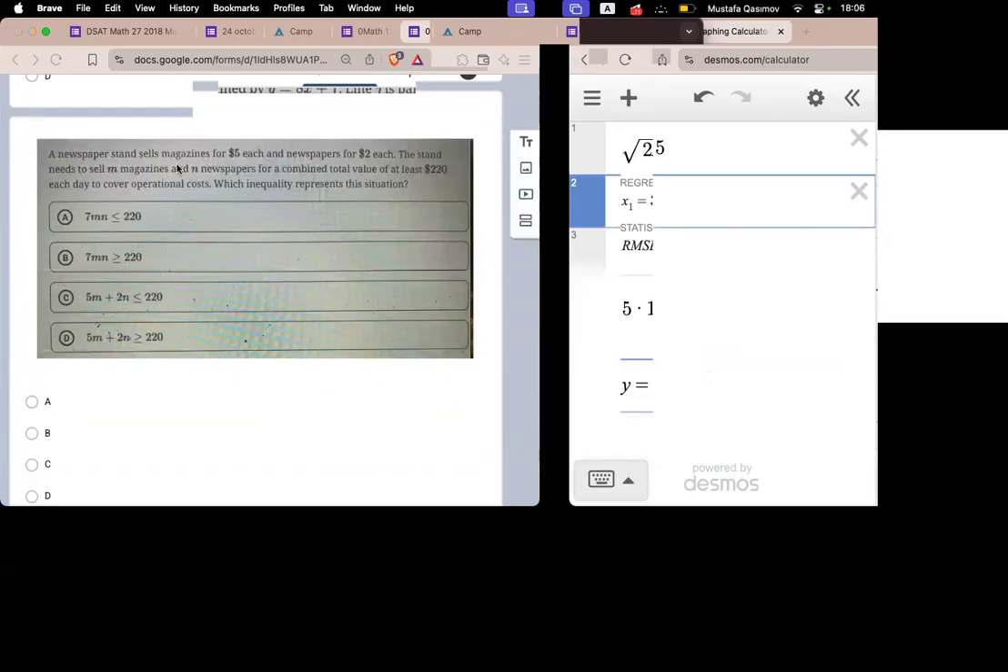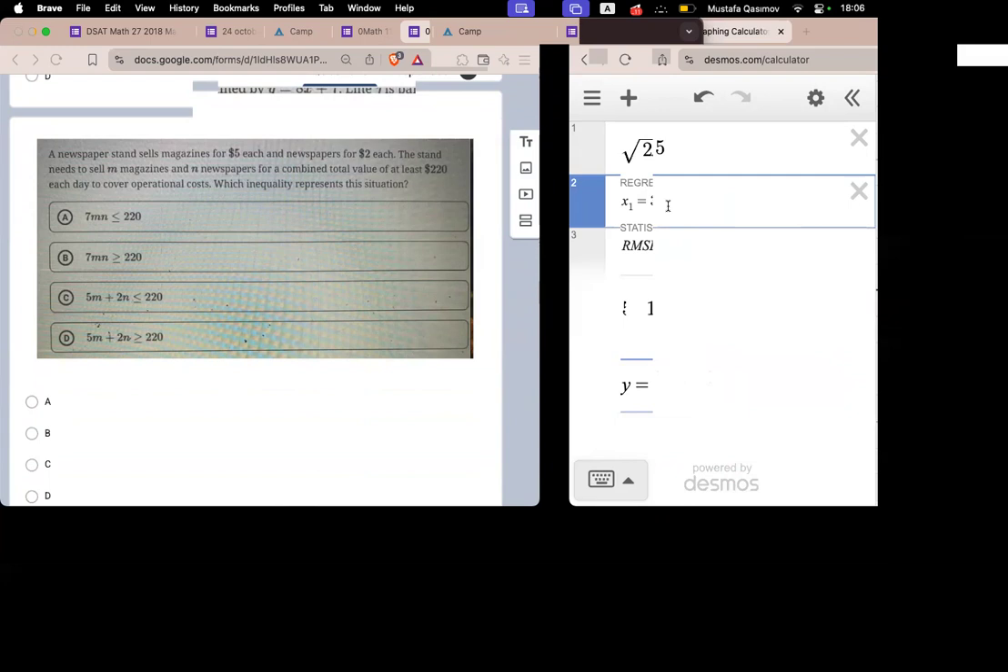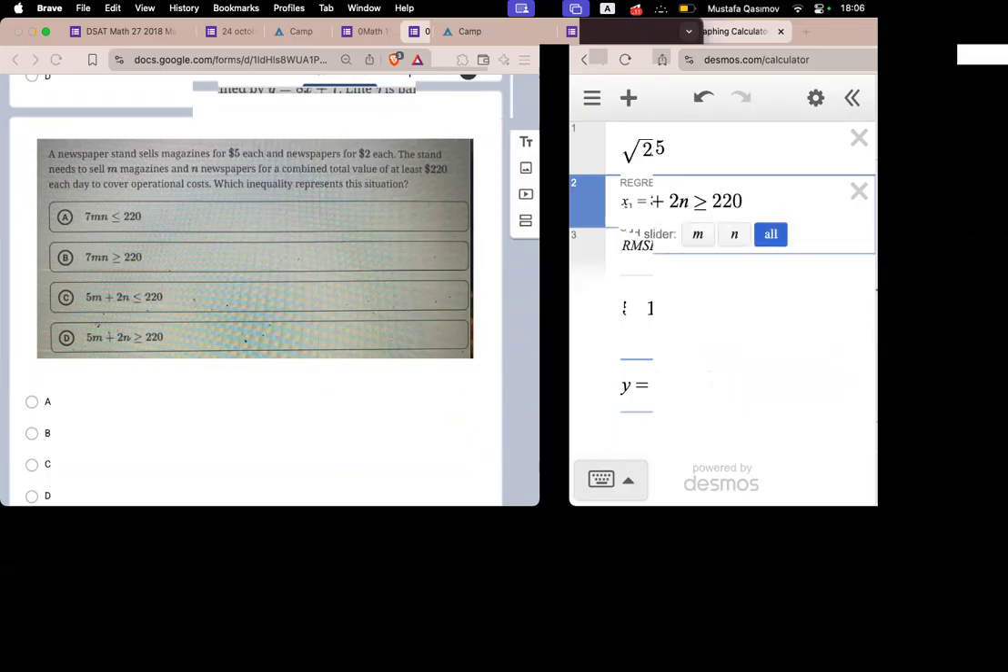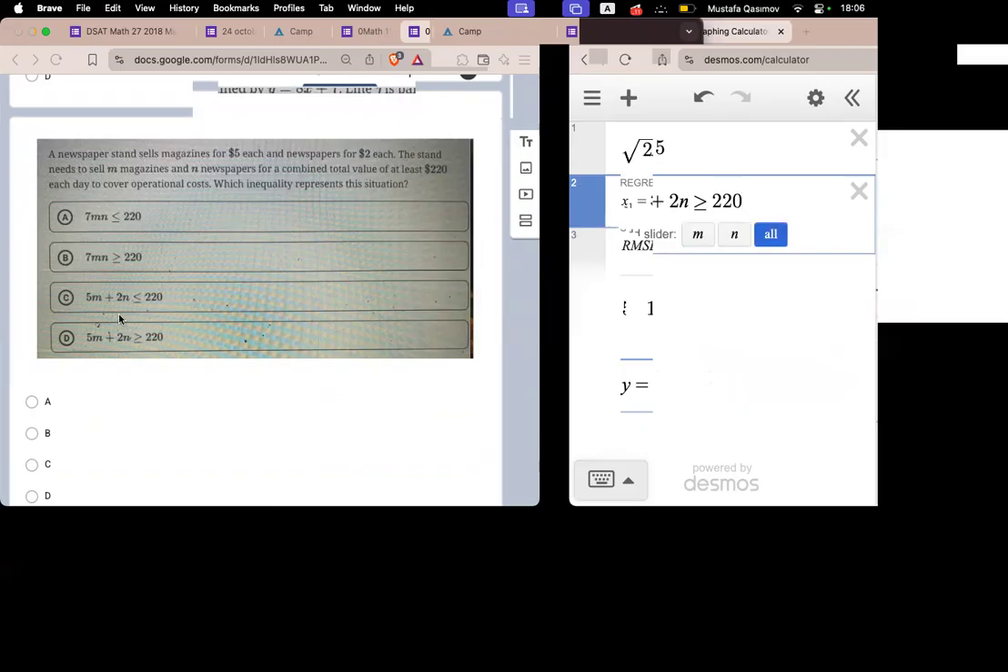6. We have magazines, $5 each, so it will be 5M. And we have newspapers, $2 each, so it will be 2M. Because we say at least 220, it will be like that. And it will be answer D.